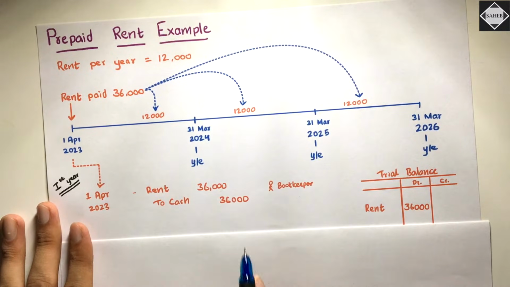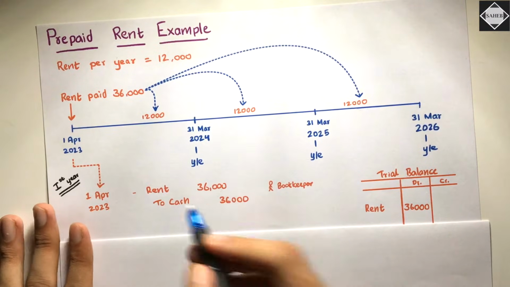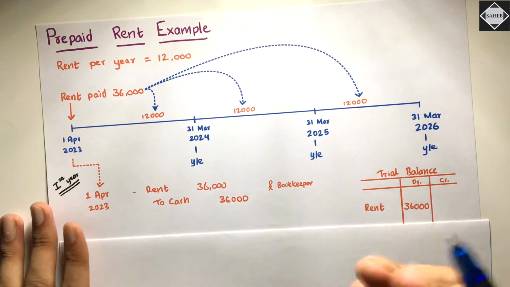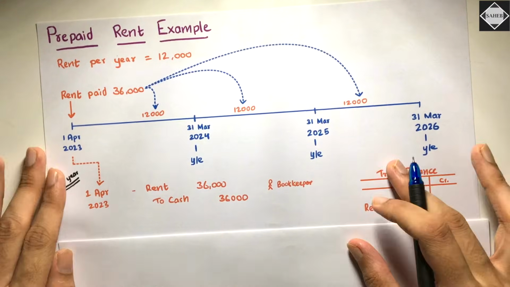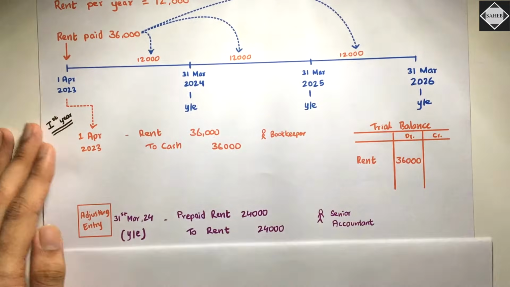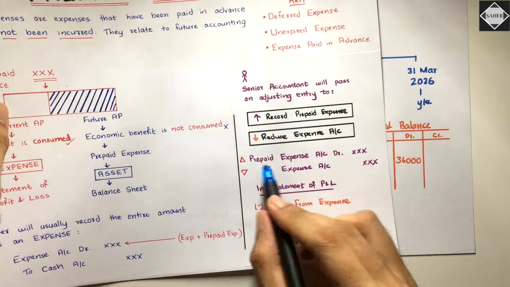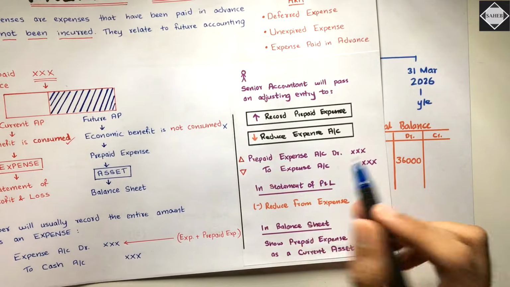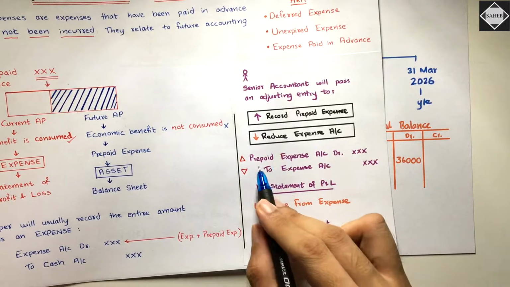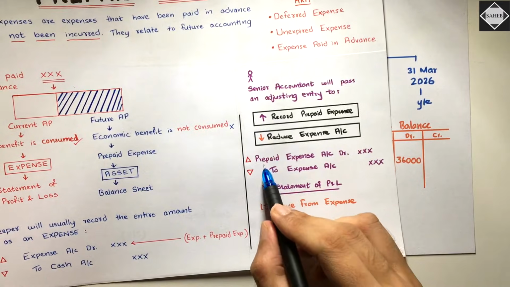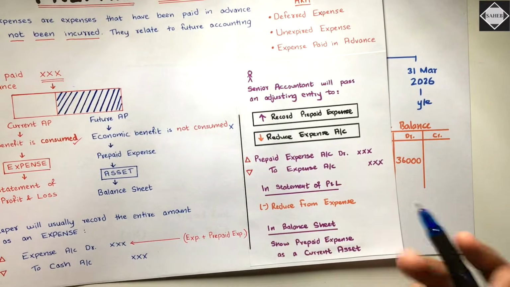This sort of entry: the entire payment has been treated as an expense of the current year only, by debiting the rent account. So what will the senior accountant do? The senior accountant will have to pass an adjusting entry. What adjusting entry? In the conceptual discussion we have covered, prepaid expense to expense. Right now we are talking about rent, so prepaid rent to rent. If it was an electricity bill, then prepaid electricity bill to electricity account, like that.